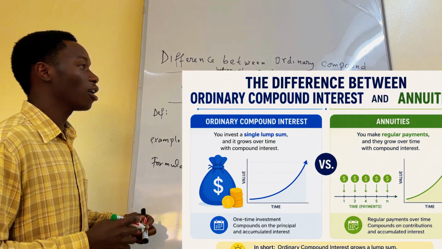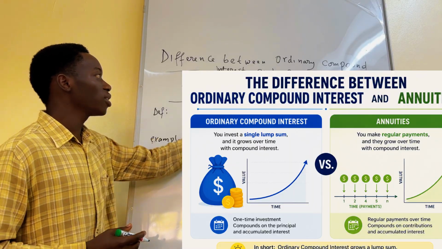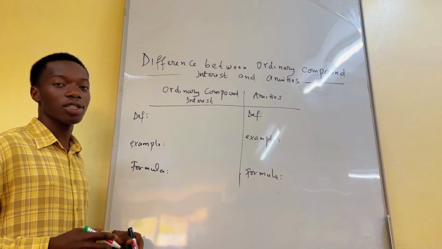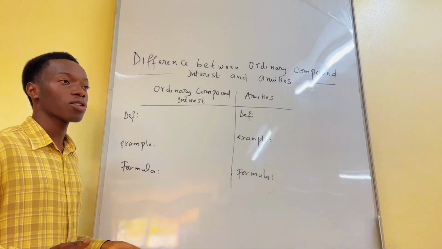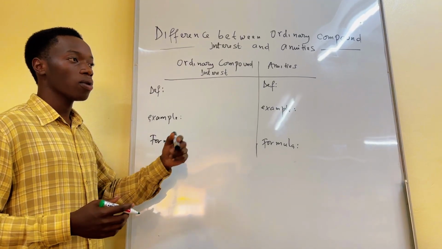In this video, we are going to talk about the difference between ordinary compound interest and annuities. We will explain this by using some more practical examples, and you will see how to ask the questions like that.